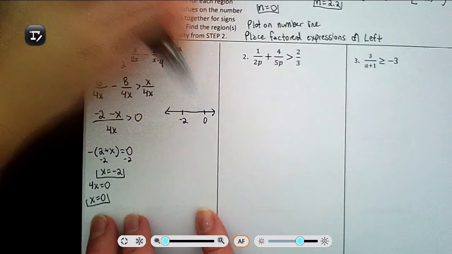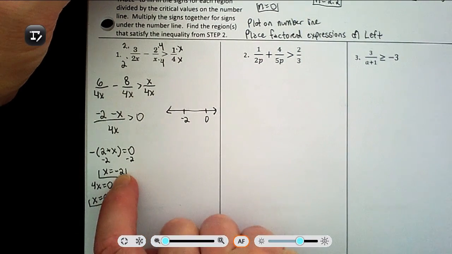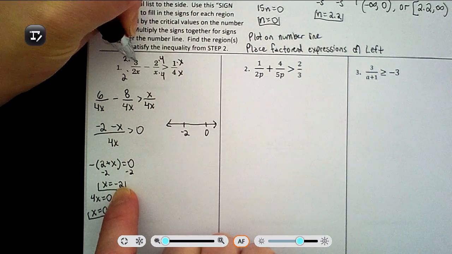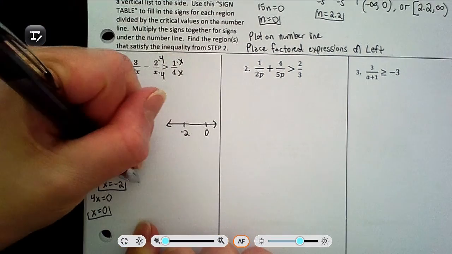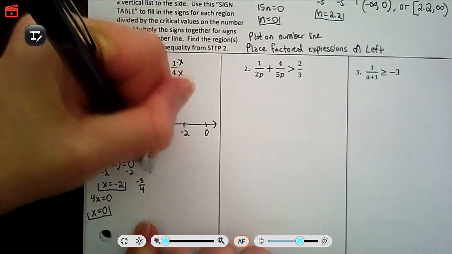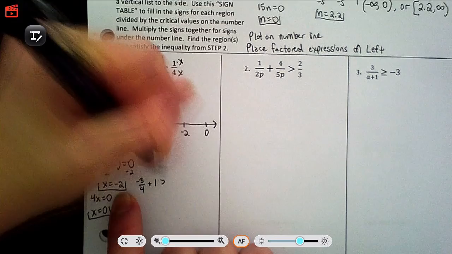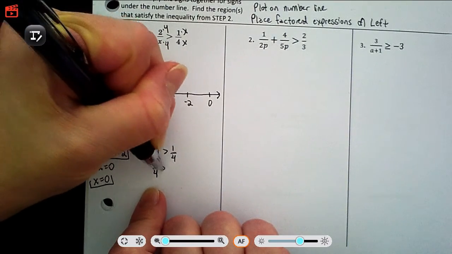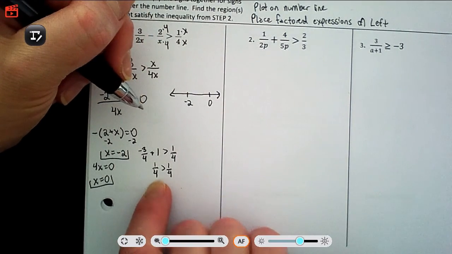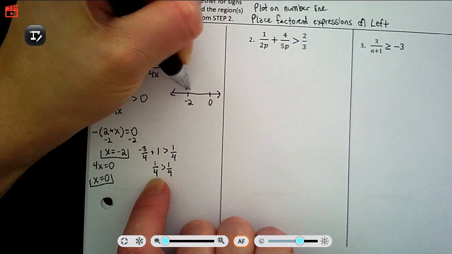Negative 2 and 0. I can start really with the open circle and closed circle idea. So I'm going to start with plugging in negative 2 into this here. 3 divided by negative 2 times 2 is 3 over negative 4. So I'm starting with negative 3/4 minus 2 divided by negative 2 is negative 1. So it'd just be plus 1 is greater than 1/4. And I do get over here 1/4 then is greater than 1/4, and that's not true because it's not strictly greater, it's equal to. So then negative 2 does not work.